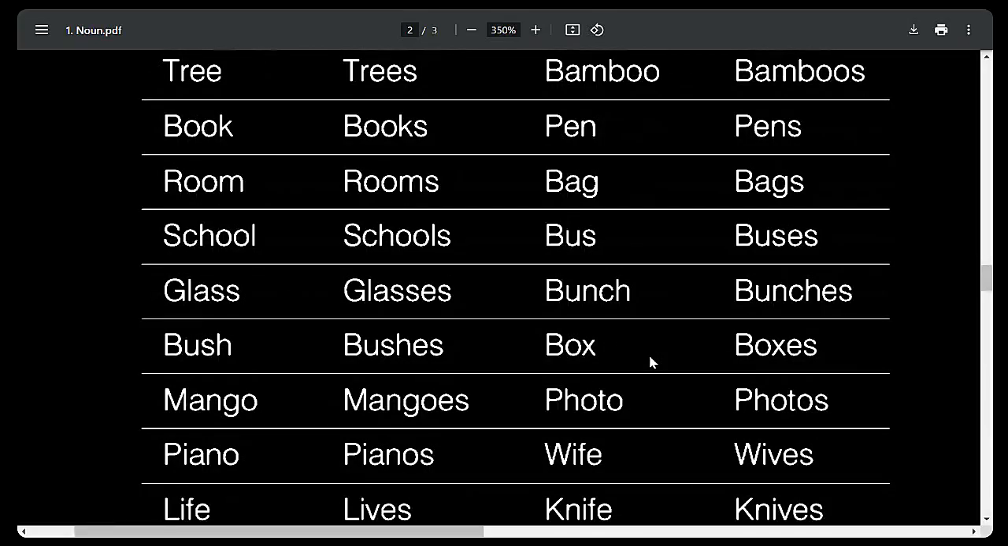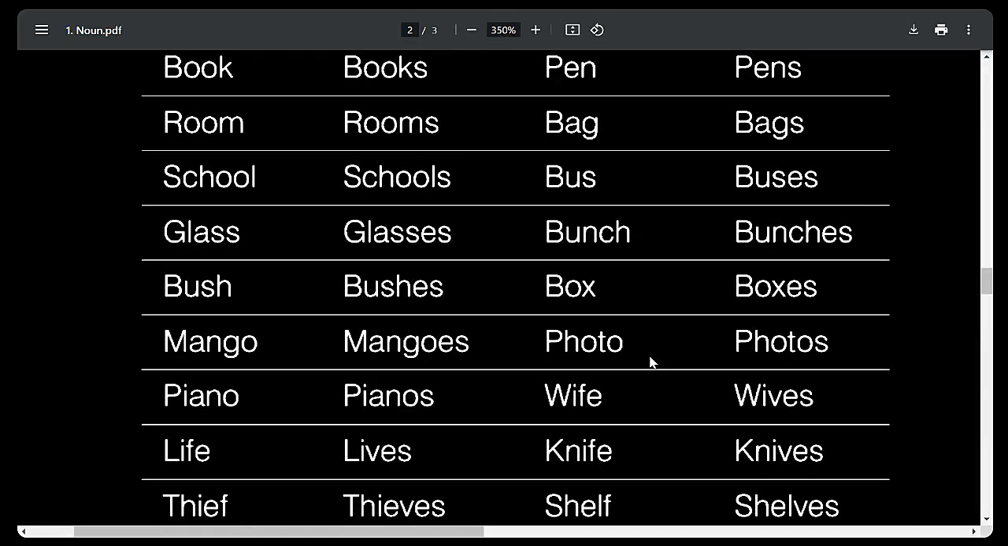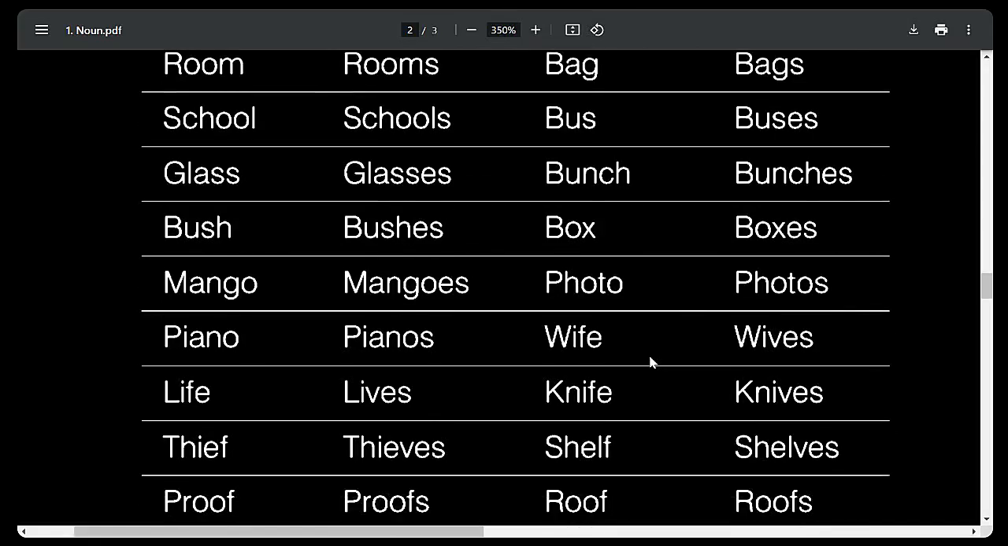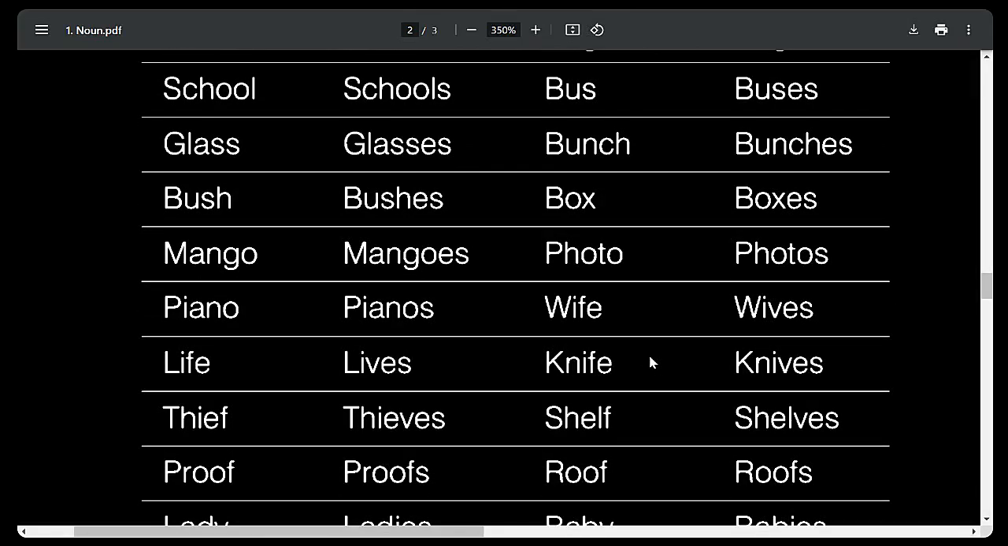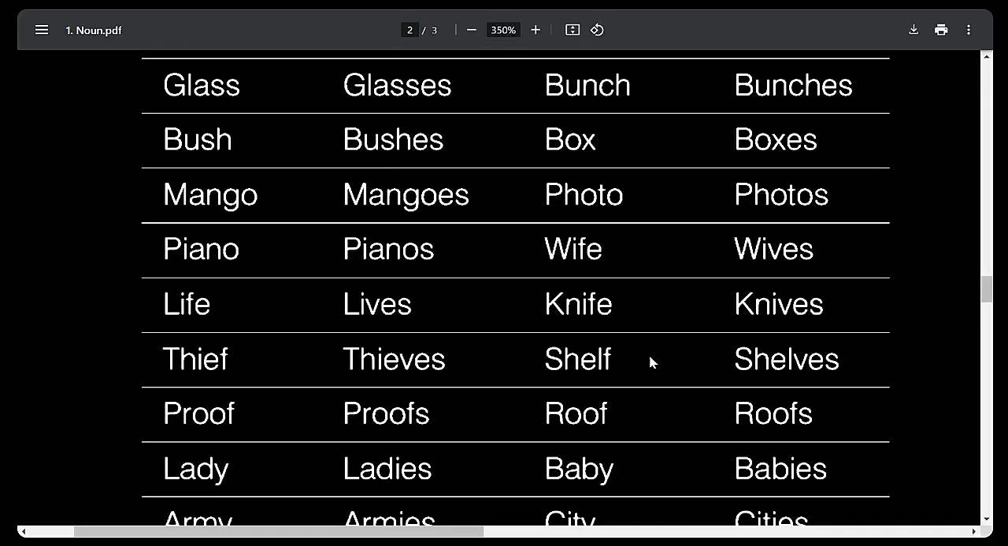Wife becomes wives. Life is also the same. F becomes V. Life, lives, knife, knives. Thief, thieves. Shelf, shelves. So most of the words which have F in singular are going to become V in plural. Proof, proofs. But here in proof, F is not becoming V. Roof, roofs. Lady, ladies. You can get the spelling IES.